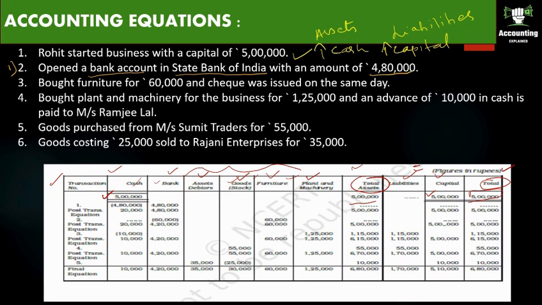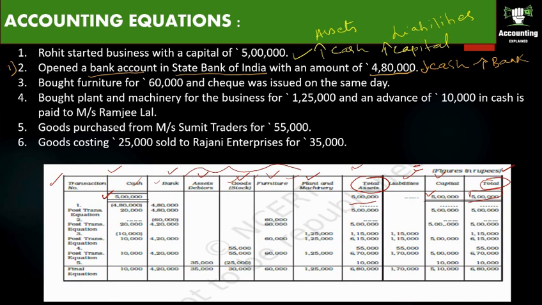You have opened a bank account. What will happen? From where will you bring the amount? You're going to bring the amount from your cash. So your cash is going to be reduced by 4,80,000. And where have you put that amount? You've deposited that amount in the bank. So your bank will increase by 4,80,000.